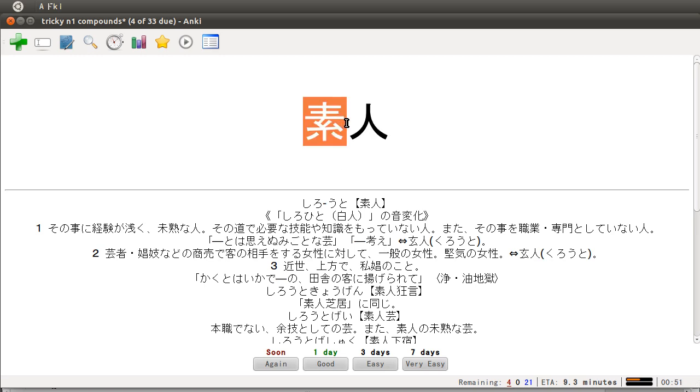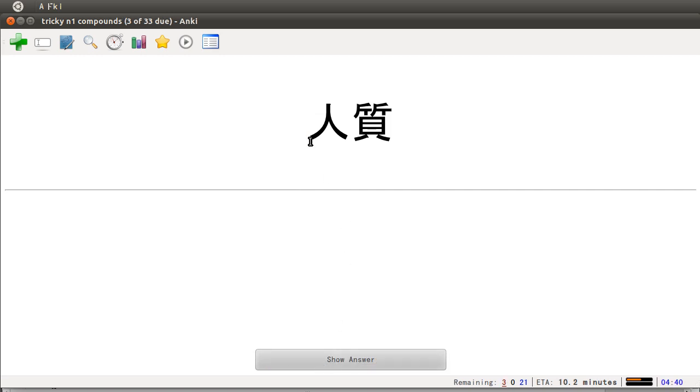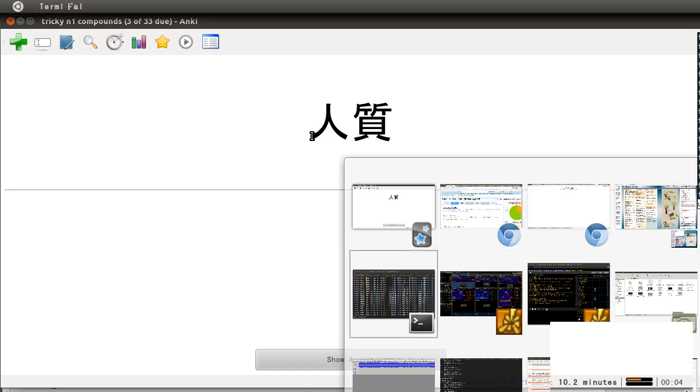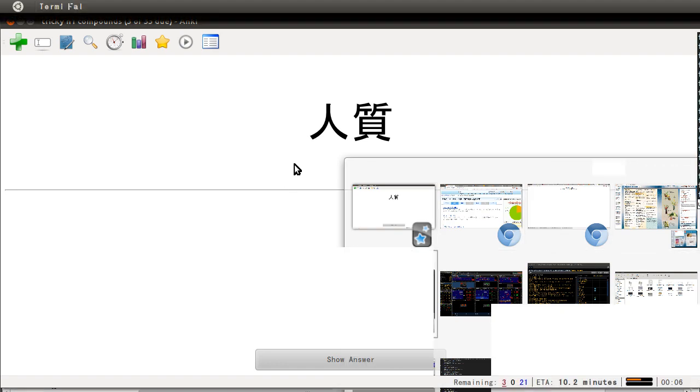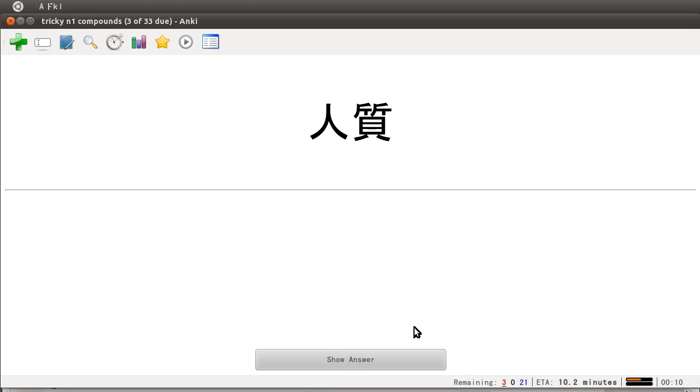And this one's usually read su, right? So this is an especially tricky one. Shirouto. Okay. So next one. Oh, this one I also like. This one is hitojichi. You see it a lot in stories and such. It means hostage.